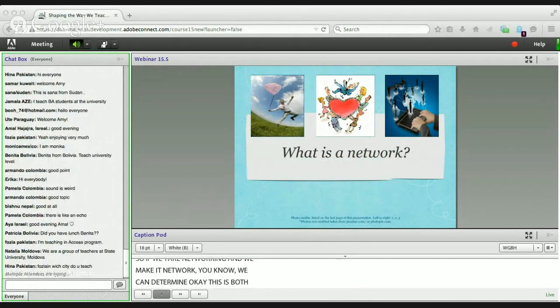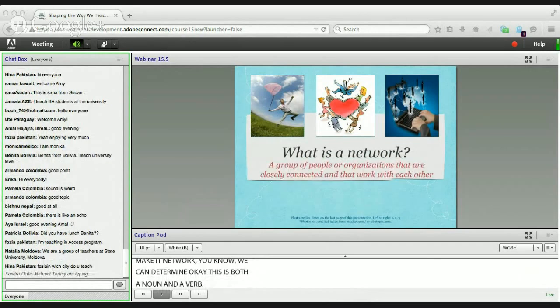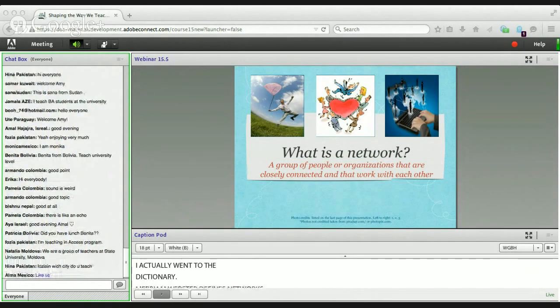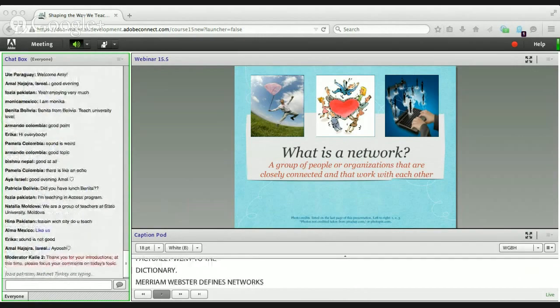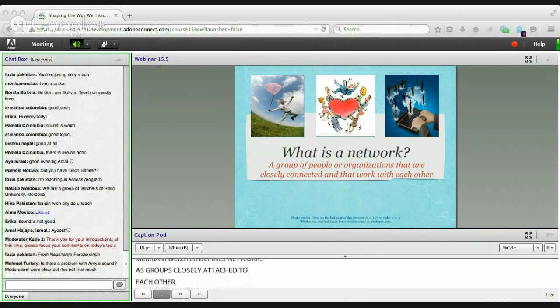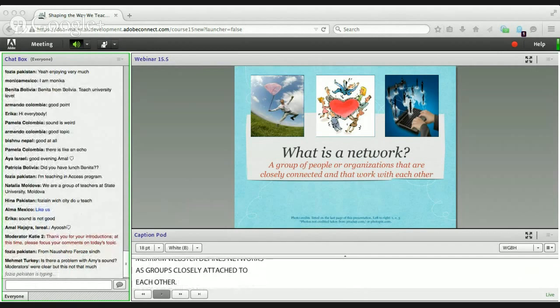So I actually went to the dictionary, and Merriam-Webster defines a network as a group of people or organizations that are closely connected and that work with each other. So I would also add to this, in my personal definition of it, is that there's an assumption that those people and organizations are working to mutually support one another, that they are working together maybe towards a common goal.